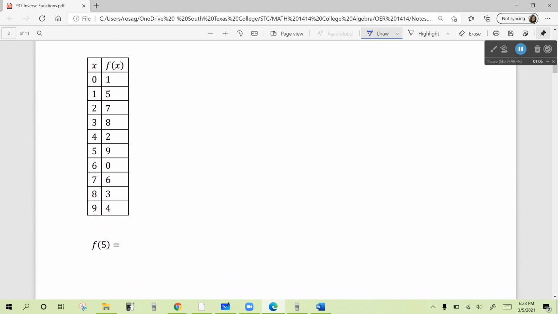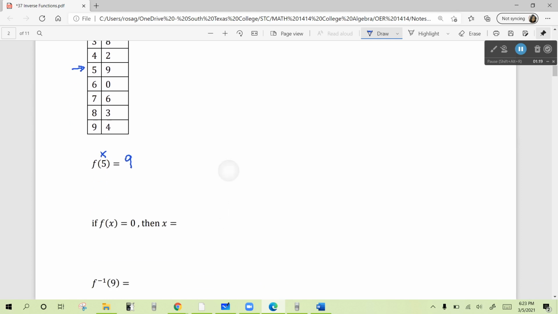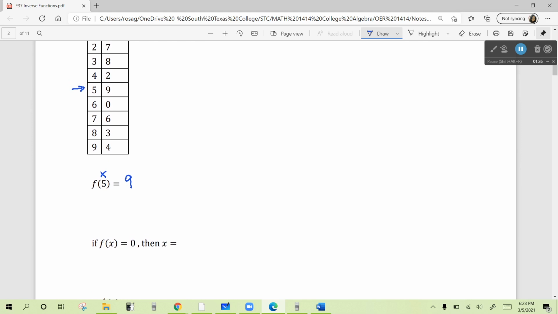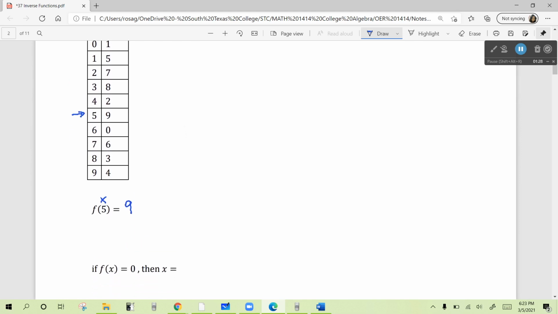here's the table. This is the x values and these are the f of x values. Remember that inside the parentheses is the 5. So for 5, the answer would be 9. And now here it says, if f of x equals 0, what is x? Okay, so you're looking at the function value to be 0. X would be 6.